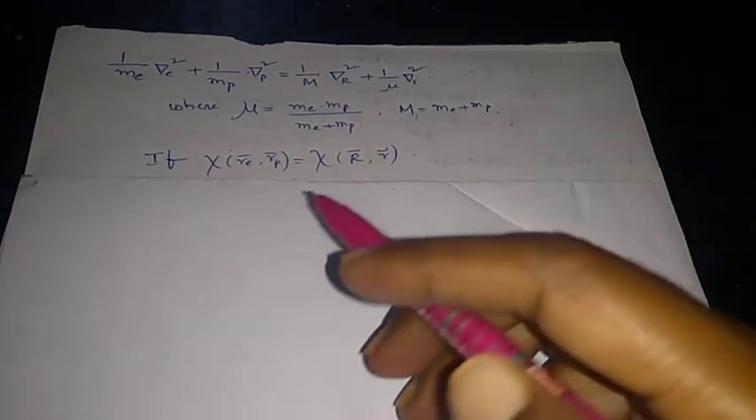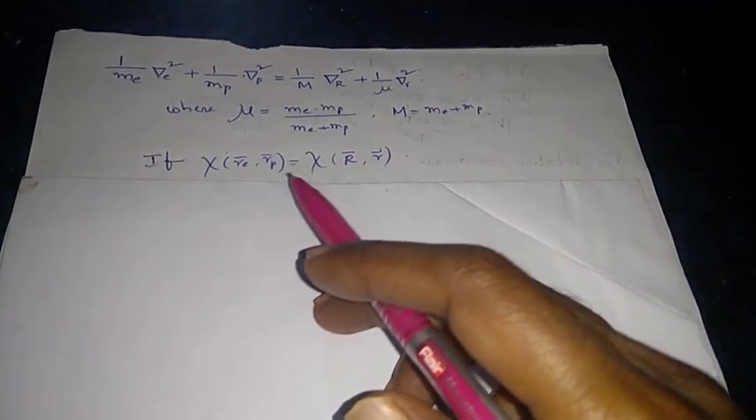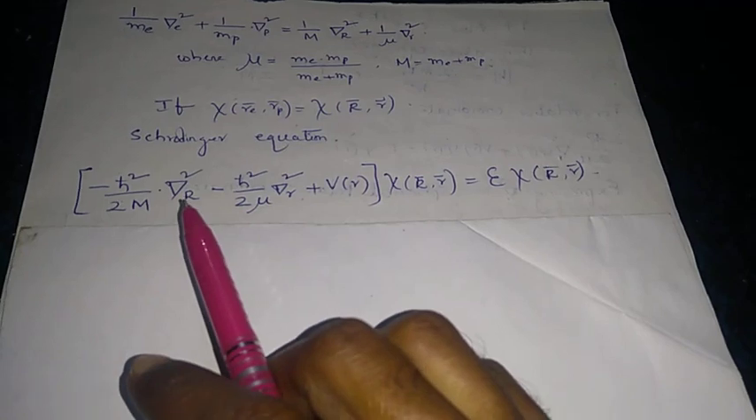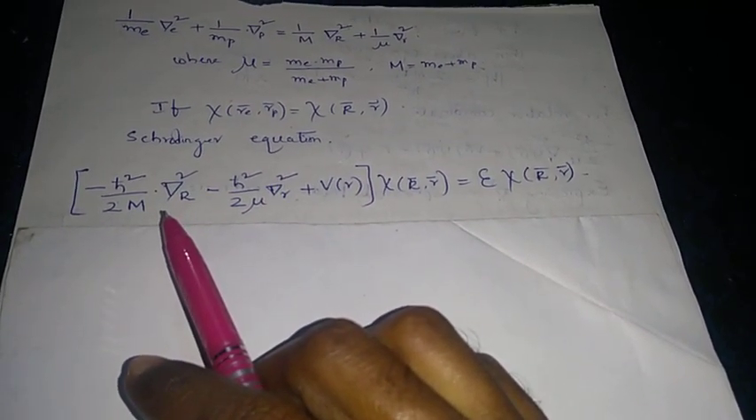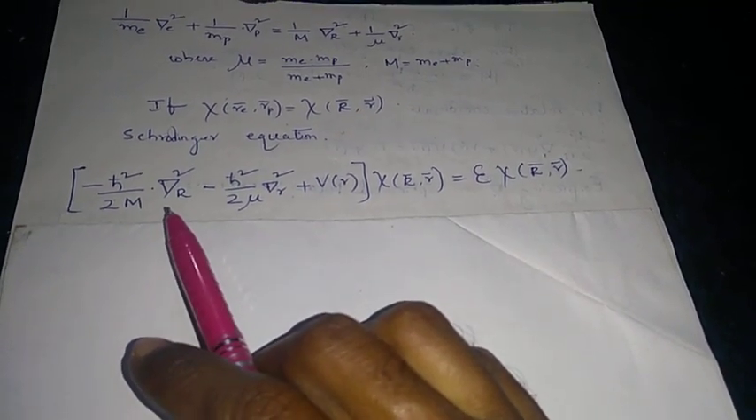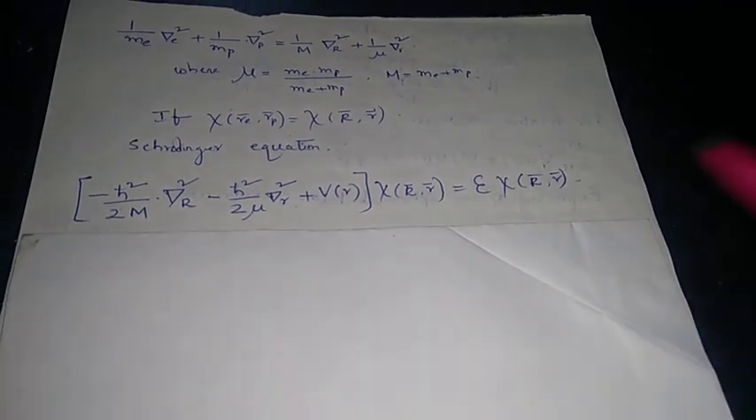And if we make this transformation, we'll see that 1 by m_e times del square in terms of the electron coordinates, and then 1 by m_p times del square in terms of the proton coordinates, equals this quantity here, where mu is the reduced mass defined like this, and capital M is the total mass of those particles. And this chi also will have a dependence upon capital R and small r like this. So the Schrodinger equation that we had, with the partial derivatives in terms of del squares, will now look like this.